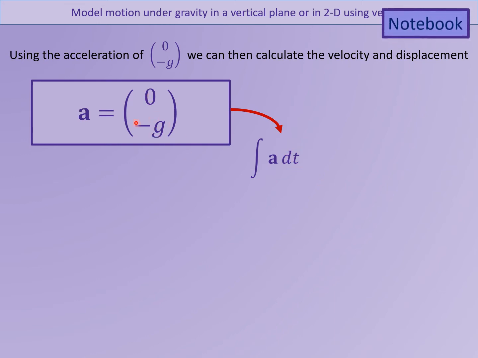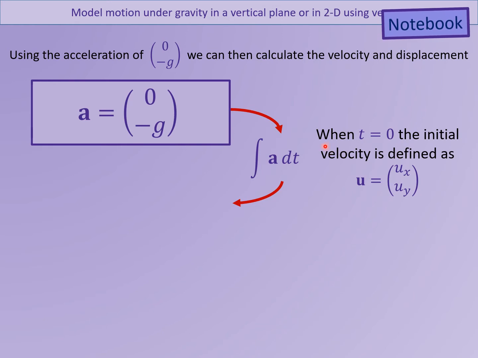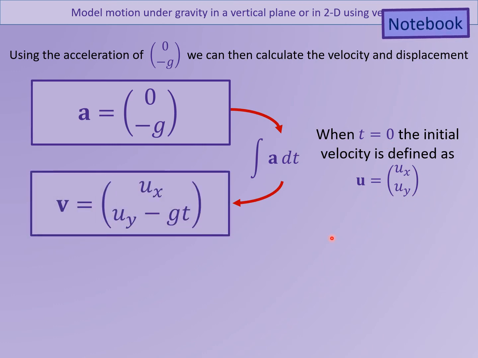So I'm going to get 0 and minus gt. But we also have a starting velocity as well. Now the starting velocity will come from when we integrate, we end up with a constant. And we know that when t equals 0, the initial velocity is going to equal ux and uy. So that's our c value in a sense. So if I got this bit just here, it's going to go to 0t plus the constant of integration, which is where the ux comes in. This one will be minus gt, but the initial velocity is going to be uy. So I end up with this velocity vector.